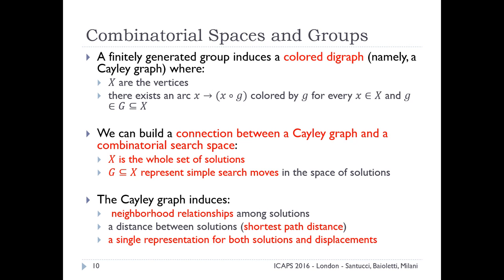Okay. This allows us to build a connection between a Cayley graph, thus a group, and a combinatorial search space. We can imagine that the vertices of the Cayley graph are the whole set of solutions of the combinatorial problem.